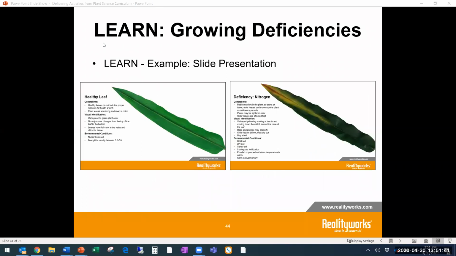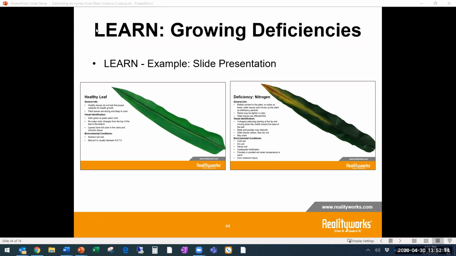But the great thing and the really cool thing is that our PowerPoint slides are very colorful, exact representations of the different growing deficiencies or nutrient deficiencies that are out there right now. And the cool thing about this is that it gives not only the information about how this deficiency comes about, but what it looks like, what the conditions are that you need to work through, and what you need to do to correct these problems as well.